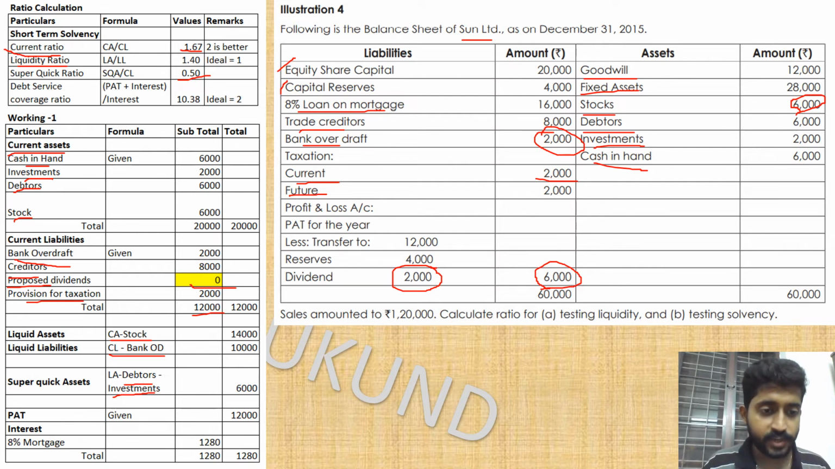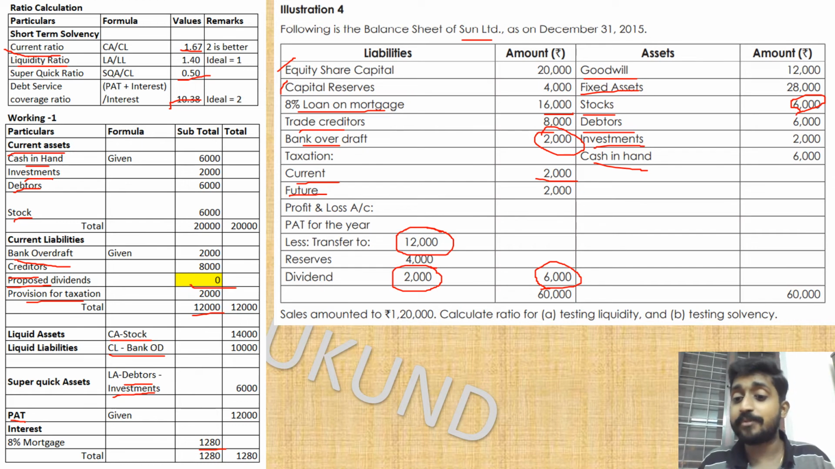Okay, so next is the profit after tax. Yes, 12,000, that is given. Profit after tax is 12,000, and the interest is 8% on the mortgage loan you have, so 16,000 multiplied by 8% is 1,280. Profit after tax plus interest divided by interest is 10.38 times. You are covering your interest. Your income is 10.38 times more than your interest, which is very good. Two times is ideal, but you are at 10 times.